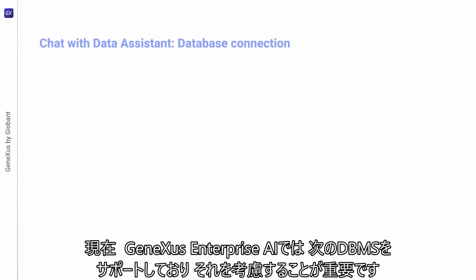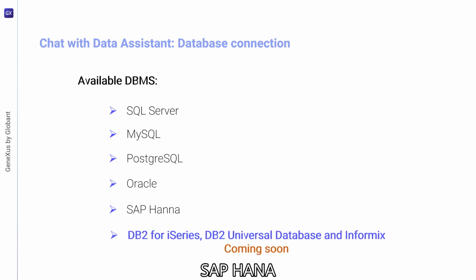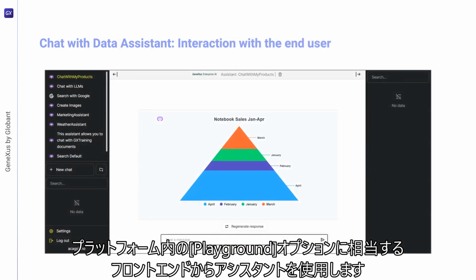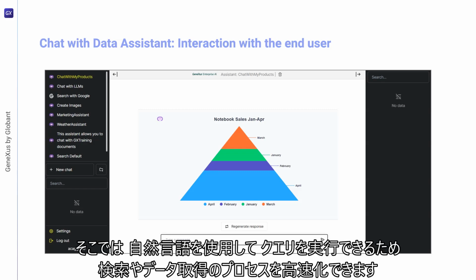It's important to consider that the DBMS currently supported by Genexus Enterprise AI are the following: SQL Server, MySQL, PostgreSQL, Oracle, and SAP HANA. Once the assistant has been created, we'll work with it from the front end, which is equivalent to the playground option from within the platform. There, we'll be able to make queries using natural language, which speeds up the search and data retrieval process.